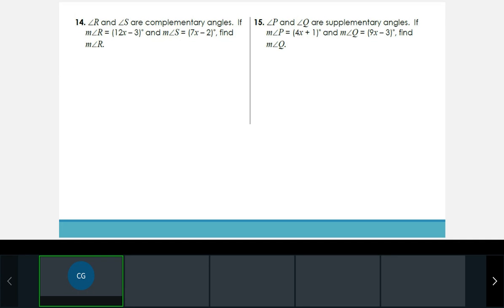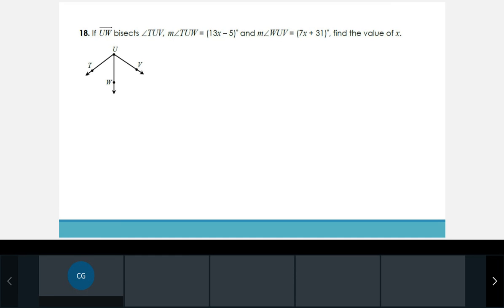Just know the keywords here. Complementary: if you see the word complementary, your setup should be something plus something equals 90. Supplementary: your setup is going to be something plus something equals 180. And then you'll solve and answer the question. All right, I'm going to let you do numbers 14 and 15 on your own, and then we're going to skip ahead to the next one.